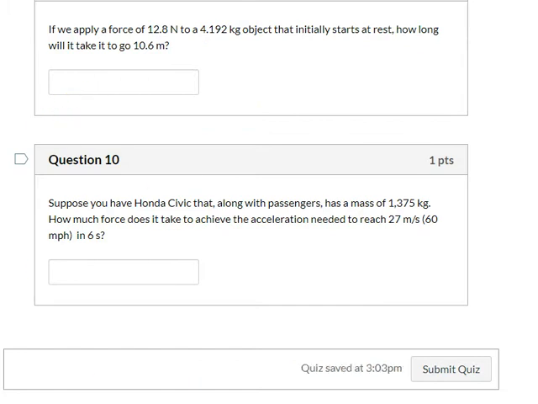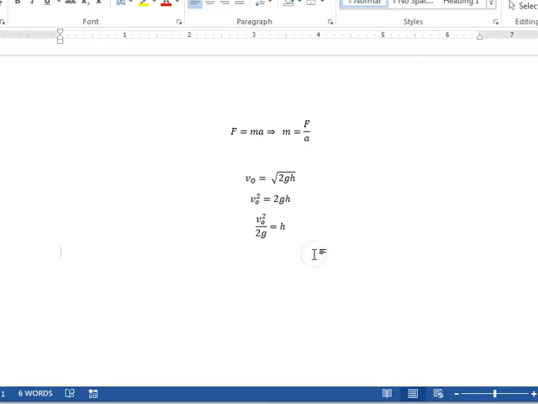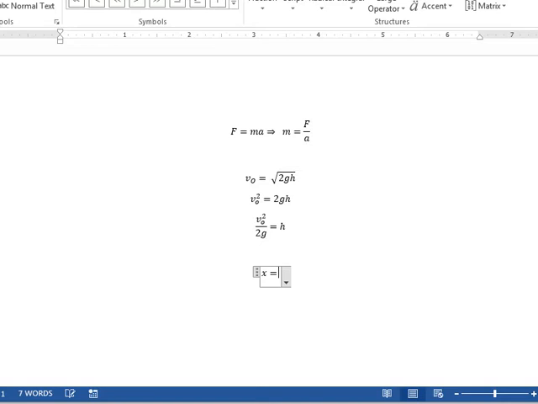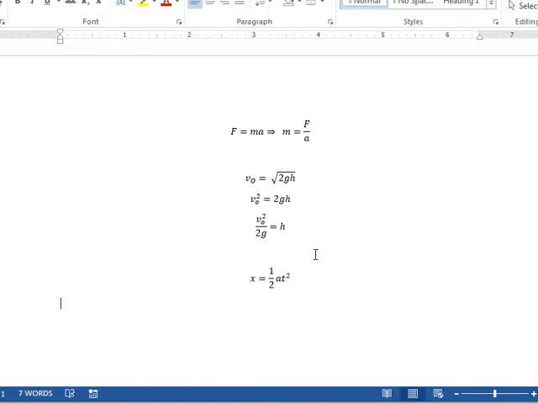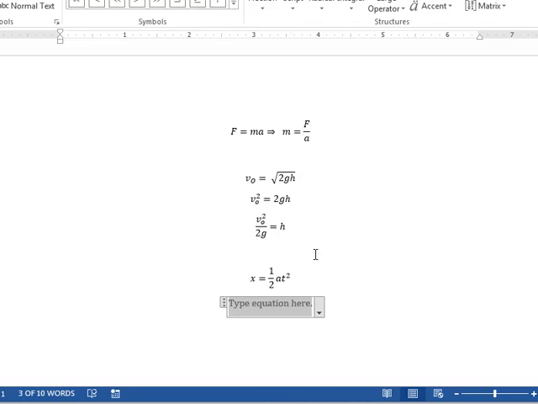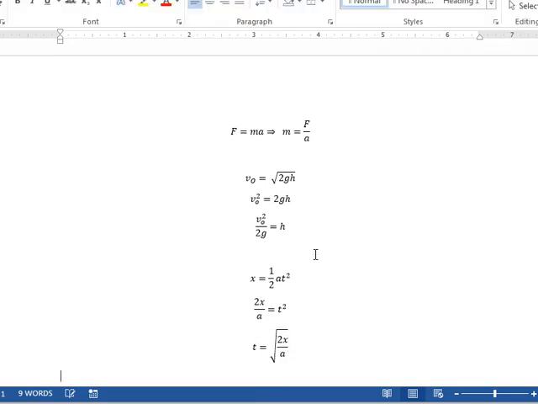So let's go back over to Word and take a look at this real quick. We've got x equals 1/2 a t squared, and we want to solve for time. So I multiply by 2 and divide by a to get t squared, then take the square root. t equals the square root of 2x over a. Now we get a from Newton's second law, we know x, and we can find out the time it takes to go that far. Straightforward.